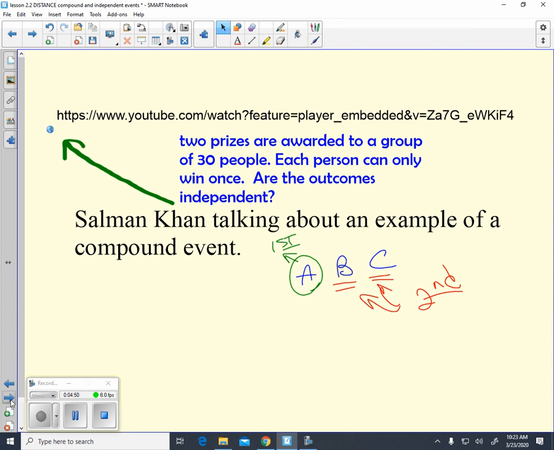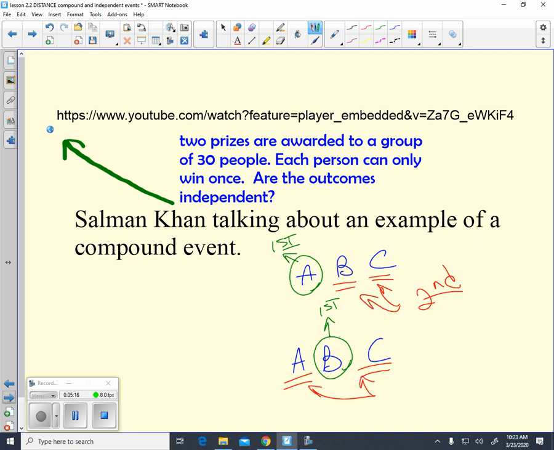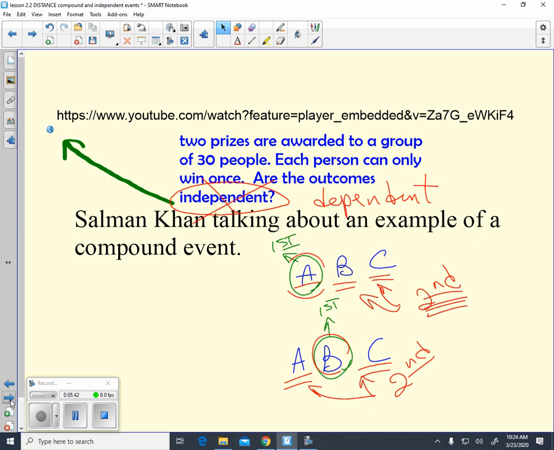Now think of this scenario again, where we have person A, person B, person C. Maybe person B wins the first prize. And if person B wins the first prize, who's eligible to win the second prize? Well, that would be person A and person C. And we have different possible outcomes for the second prize. So in this case, these two events are not independent of one another. They are dependent events because the outcomes for the second prize depend on who was chosen to win the first prize. So they are not independent events, they are dependent events.